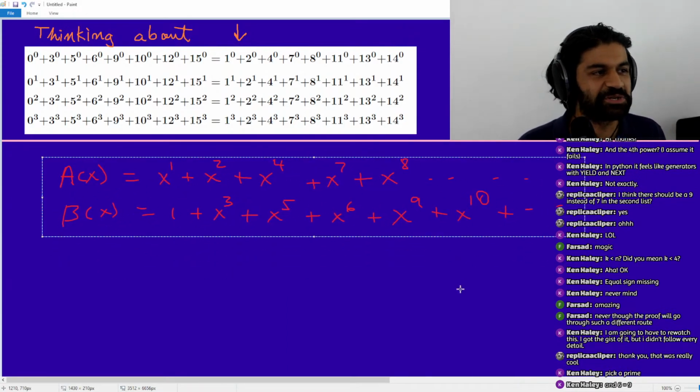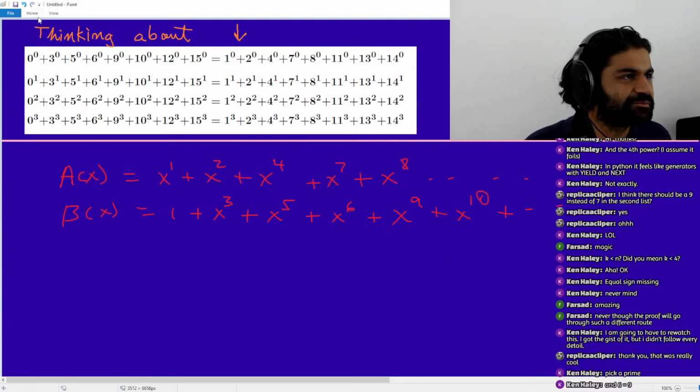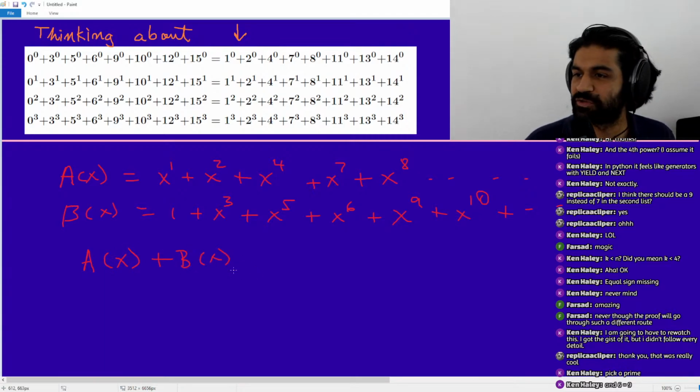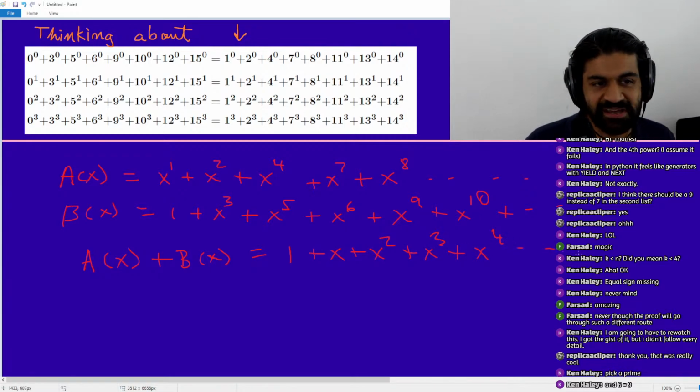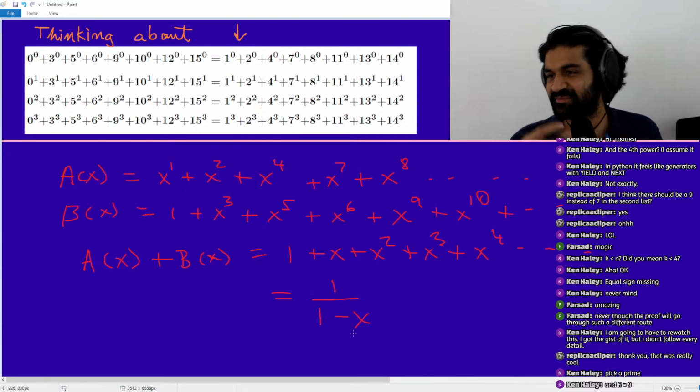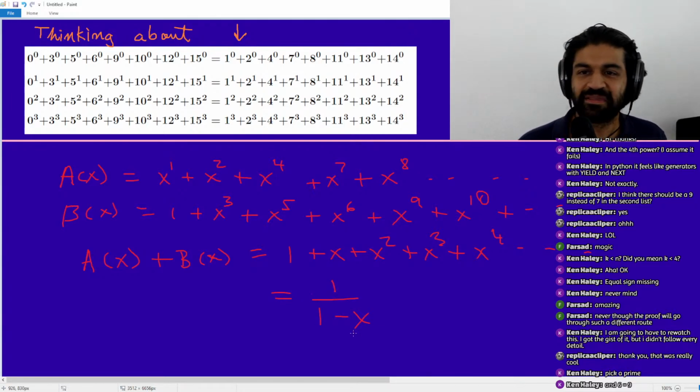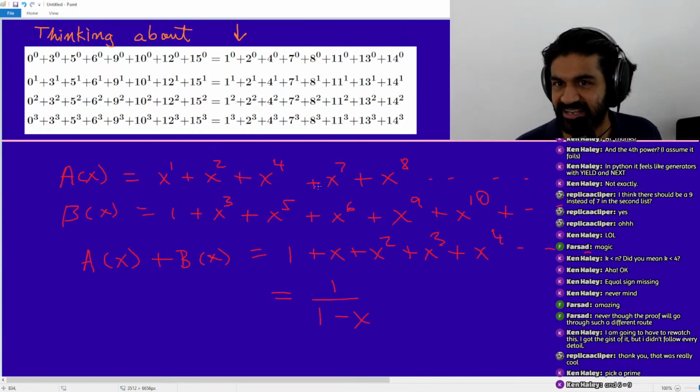There's a few things I want you to notice about this. If I look at AX and I add it to BX, what's going to happen? Well, I'll get everything, right? I'll get 1 plus x squared plus x cubed plus x to the 4th, which is everything. Agreed? And if you remember, this is just the expansion for 1 over 1 minus x. It's because AX plus BX has every exponent of x included in it.